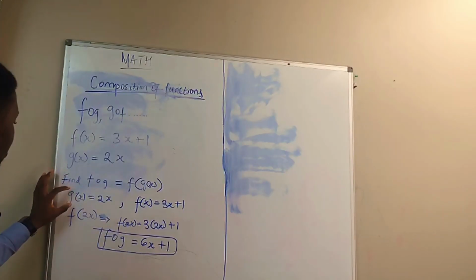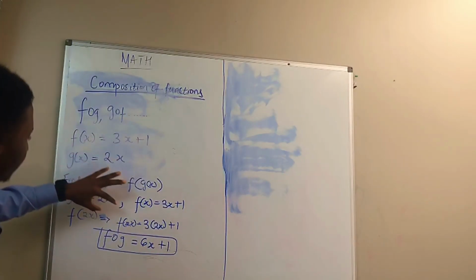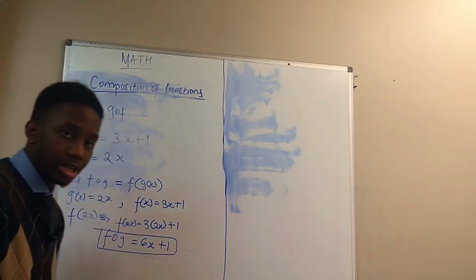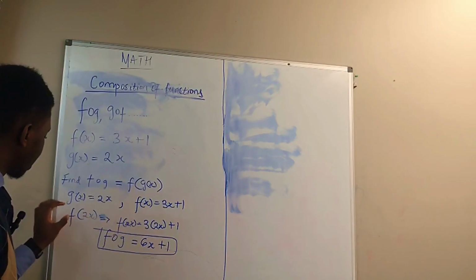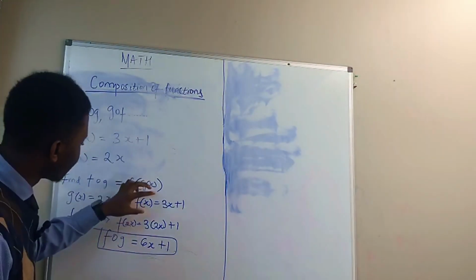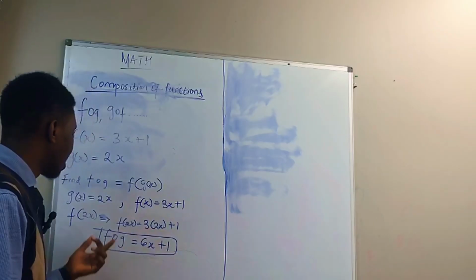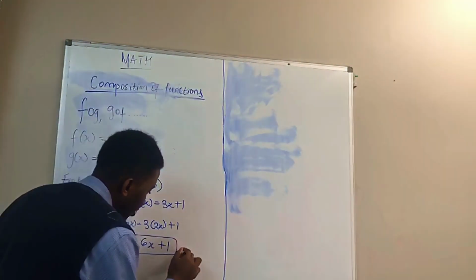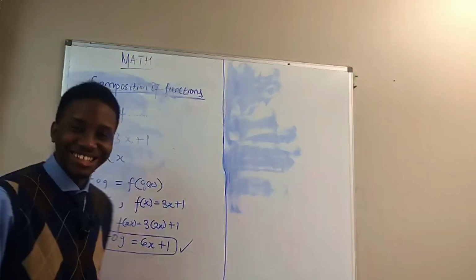We can interpret g of x by just substituting the value for g of x into this, and so that is f of 2x. And we were taught earlier on that f of 2x is just substituting the value of 2x into the function. So when you substitute the value of 2x into the function and expand the bracket, you have f of g equal to 6x plus 1. So this is your right answer. You get 100% in your grade.